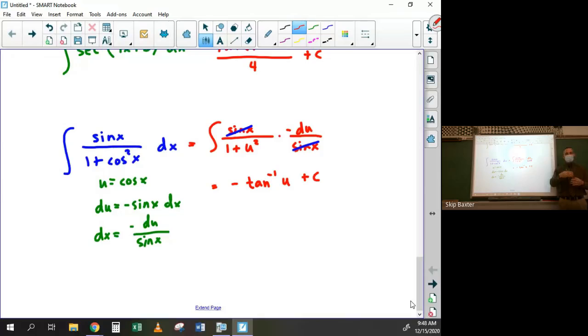Exactly. They're vertical translations of one another. So either one is an acceptable answer. When you're finding an antiderivative, it's not the only antiderivative. There's infinitely many antiderivatives, right? So we could use this, or we could use inverse cotangent, positive. So this would be negative inverse tangent of cosine x plus c. That's the answer.